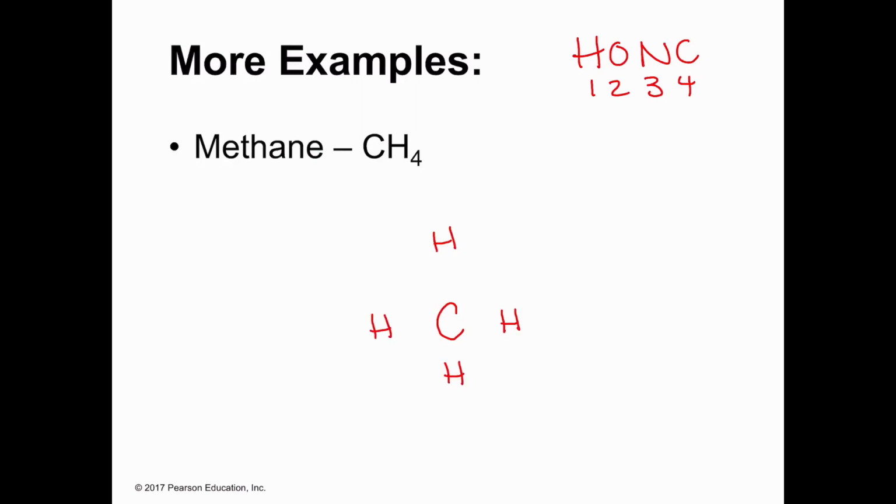Then we need to figure out how many electrons we have to use. So we'll have carbon plus 4 times hydrogen. Carbon has 4 valence electrons plus 4, and each one of those hydrogens has 1 valence electron. So we have 8 valence electrons that we can use in our structure.